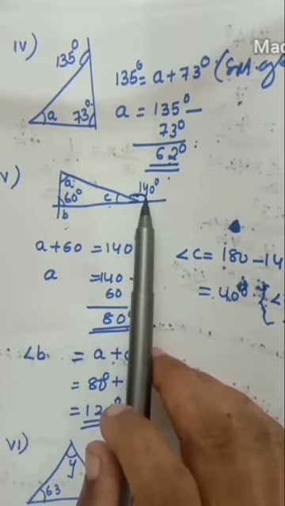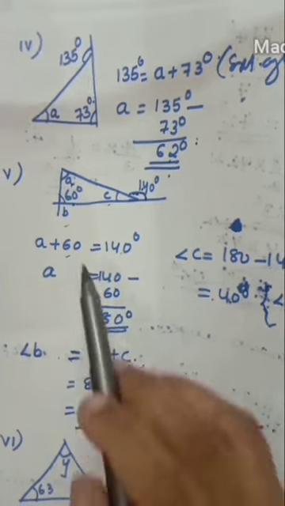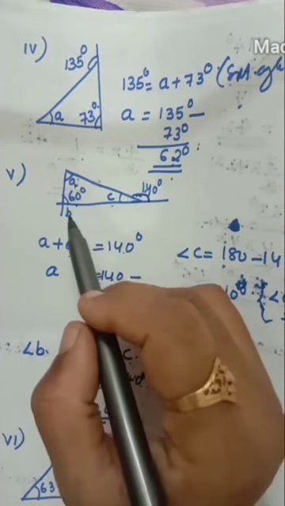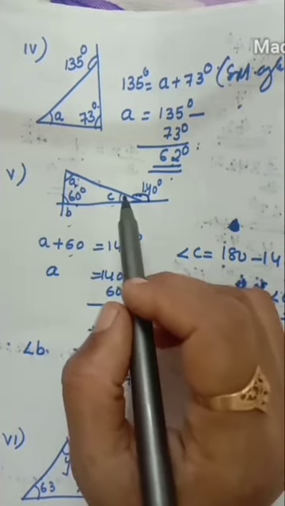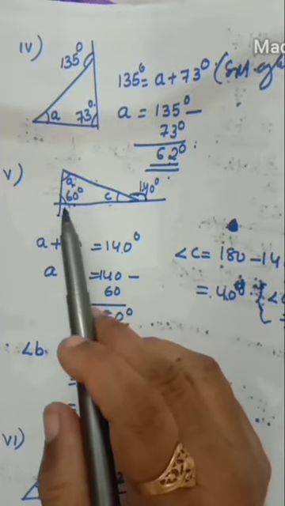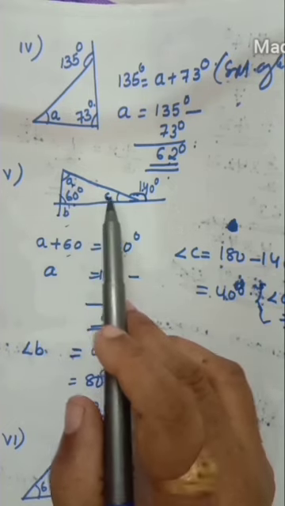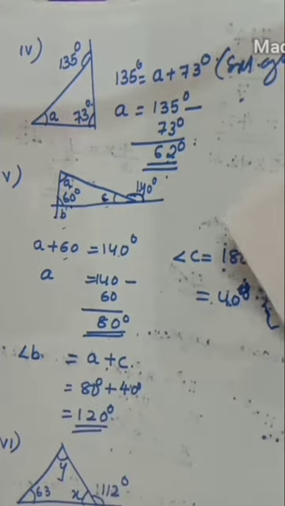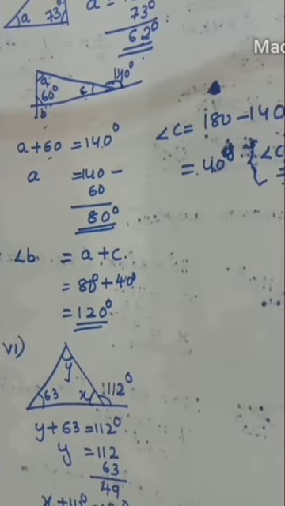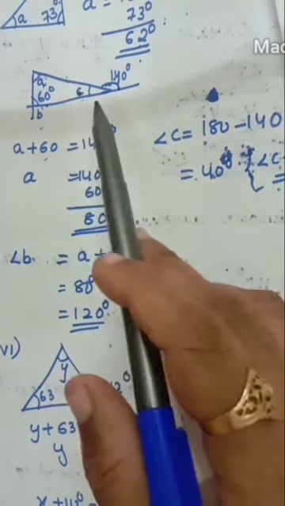Like that here also, exterior angle property, 140 equal to a plus 60. Then a you are getting 80. After that b equal to a plus c. Exterior angle b equal to opposite. This is adjacent only. This is a plus c. Angle b equal to a plus c. You are getting 80 plus 40. A you are getting 80. 80 plus c.